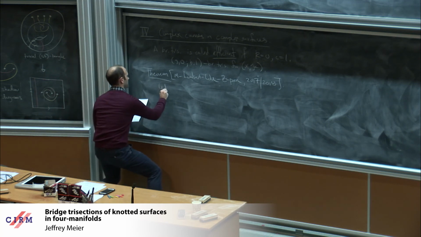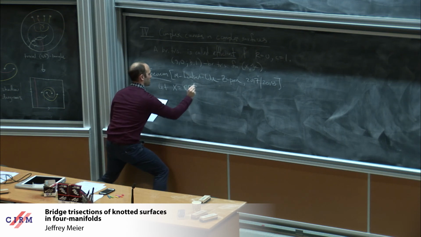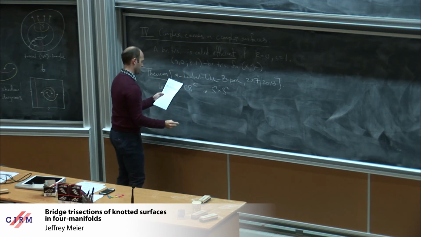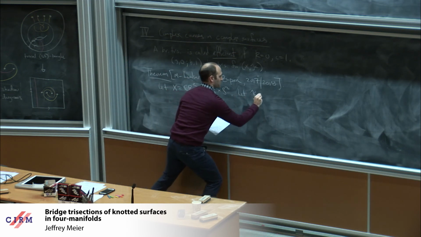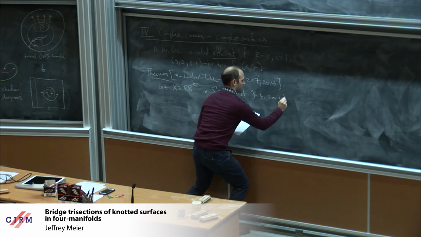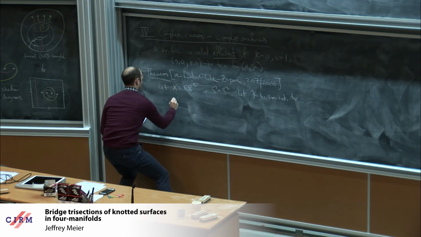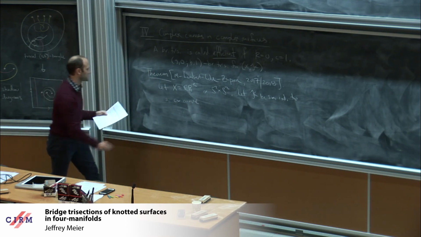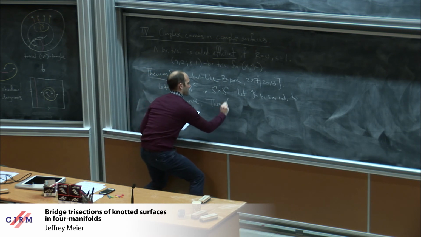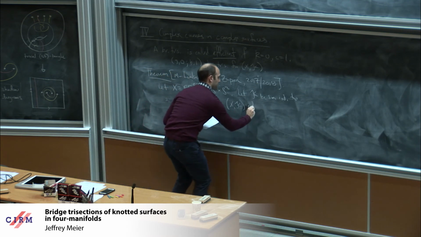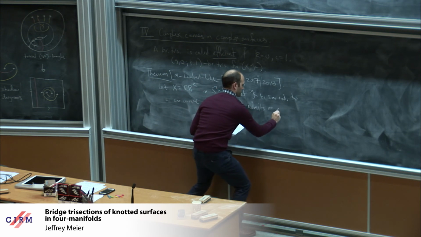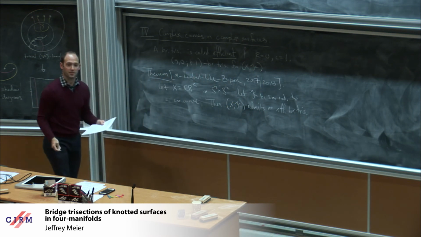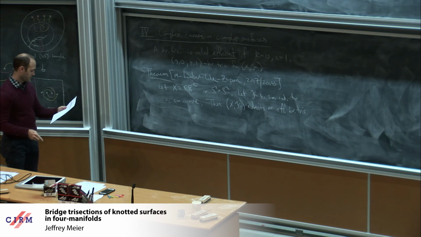Okay, so let X equal CP2 or S2 cross S2. And like I said, let K be smoothly isotopic to a complex curve with respect to some complex structure on one of these manifolds. Then (X,K) admits an efficient bridge trisection. An efficient bridge trisection. Okay, so this is kind of the best you could possibly do, which is a little bit surprising.